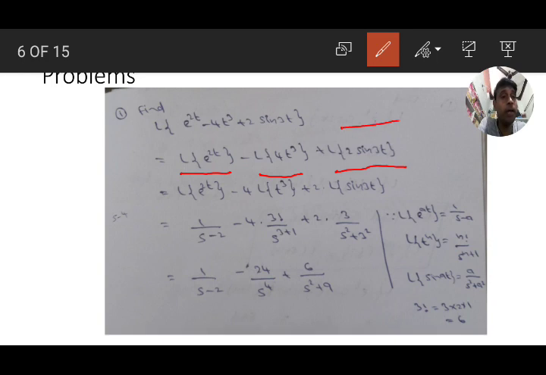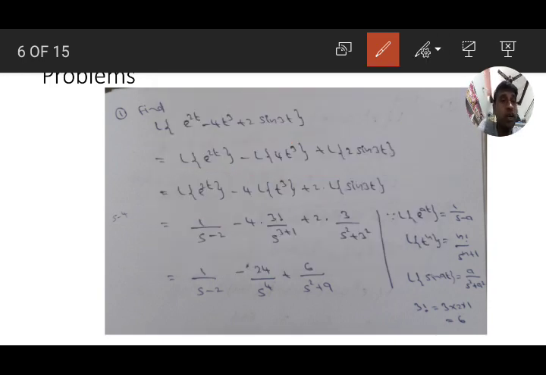By the linearity property, the algebraic sum of 3 functions can be divided into individual functions: first function, second function, third function. The second and third functions have coefficients, so the coefficients must be taken outside. So next step: L of e to the power of 2t, minus 4 into L of t cube, plus 2 into L of sine 3t.